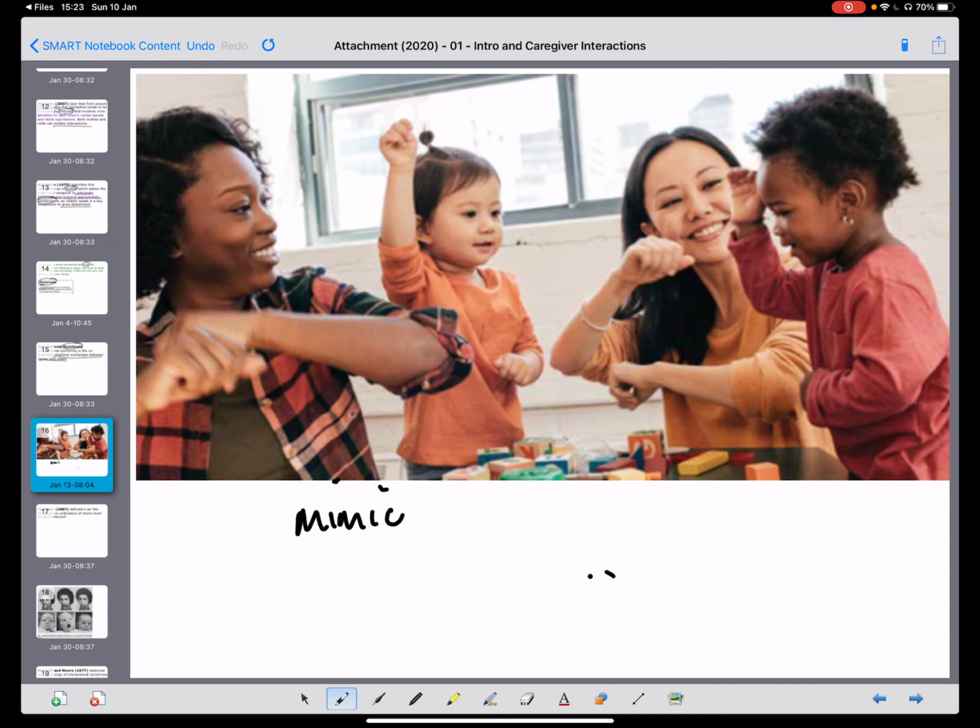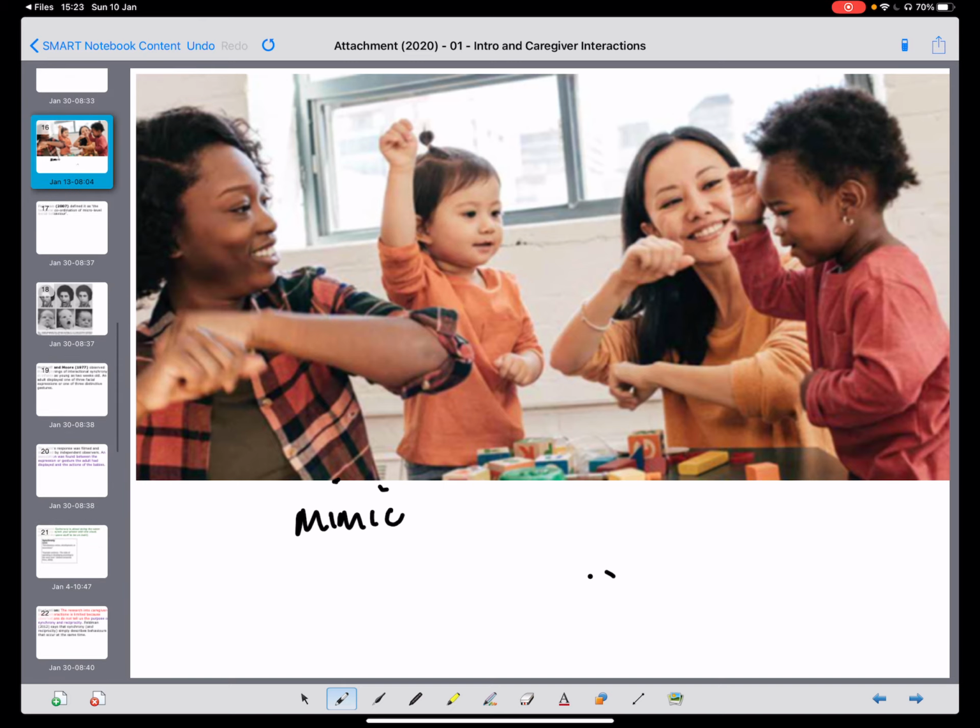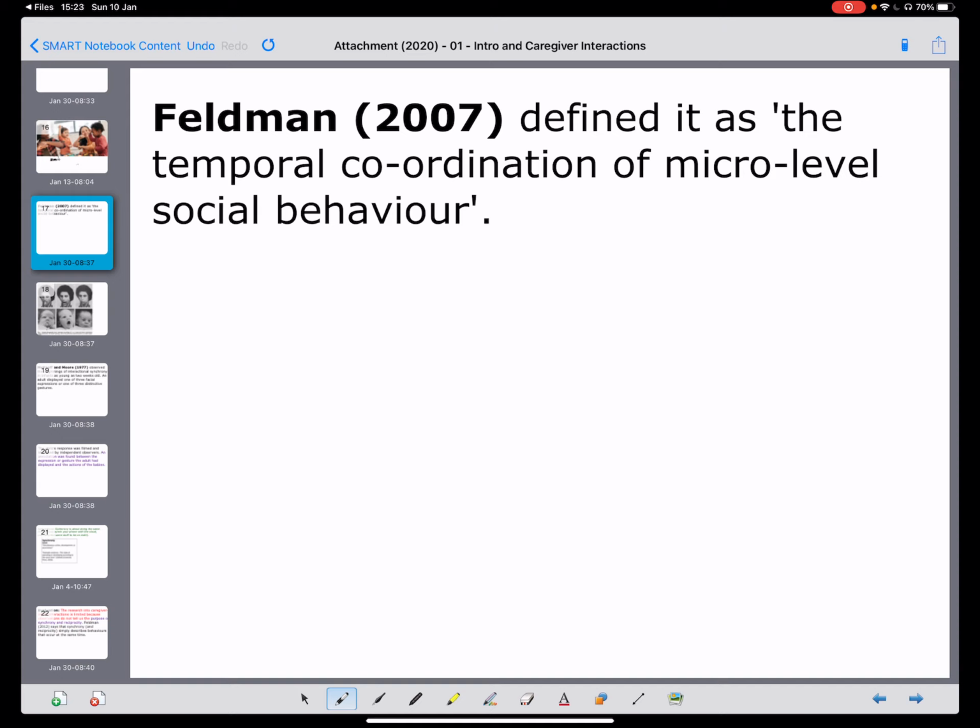But we find that reciprocity is about noticing that somebody's doing something and responding to it, whereas synchrony is simply doing what other people do. And Feldman goes on to say this is the coordination of micro level social behavior. For example, if a person is making particular facial expressions, the baby copies it. Mimicking and copying, quite an important idea.